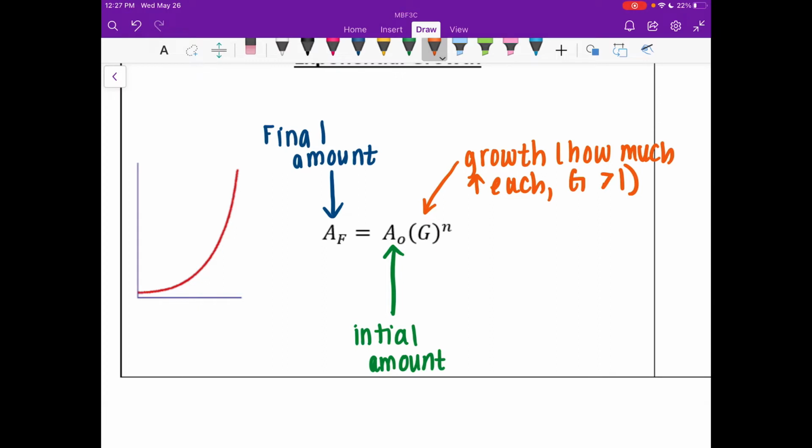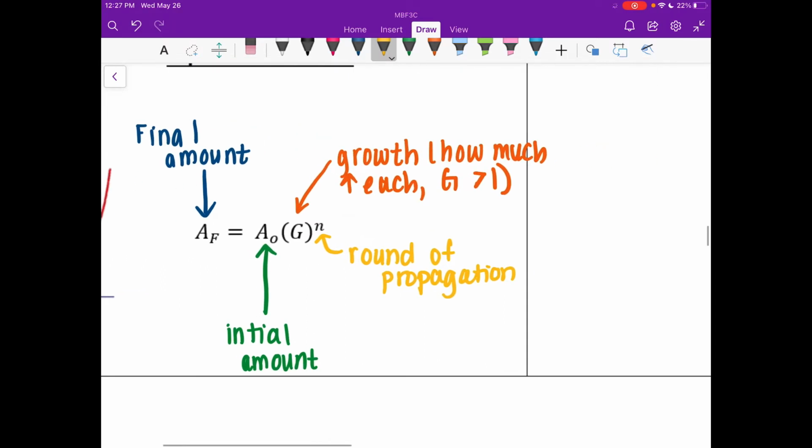And then last but not least, we have our N value, which in this situation, I'm going to write in this yellow marker, and that's going to be rounds of propagation, right? Like the amount of time something takes to happen, or double, or whatever it might be. So how many rounds you're doing of that thing, right? So it might be how many rounds of bouncing you're doing, how many rounds of COVID is spreading, how many rounds of doubling is happening, whatever it might be.